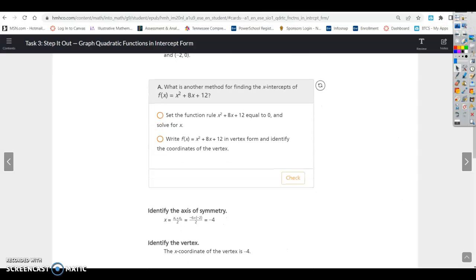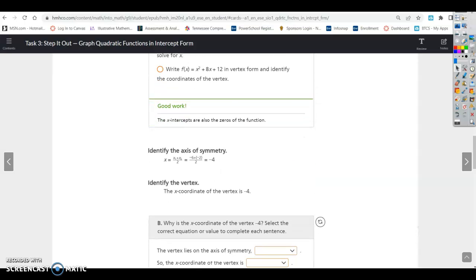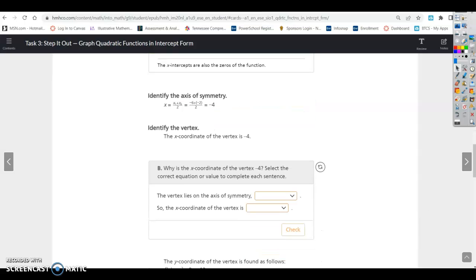What is another method for finding the x-intercepts? You can set the function equal to 0 and solve for x. You can do that using the quadratic formula, completing the square, or factoring. There are multiple ways to do that with a quadratic equation, but you do have to set it equal to 0 and then solve for x.